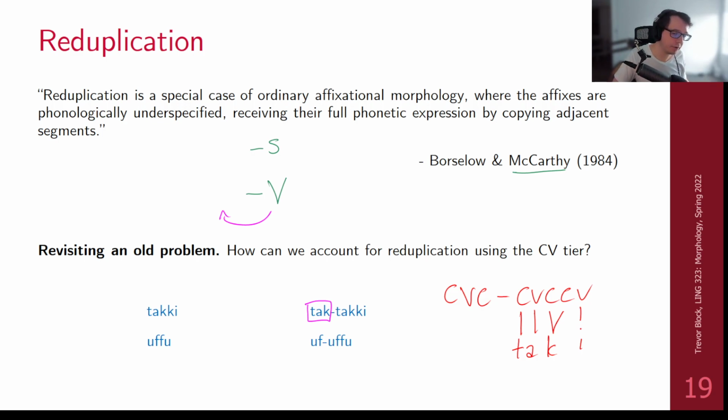Then when it borrows sounds, it gets its sounds associated with those underspecified affixes. It does so in order. So this links to the first consonant, this links to the first vowel, and this links to the other consonant. And that is how it's getting its sound for reduplication. So this isn't some fancy process. This is just regular affixation, except the affix doesn't have specific sounds in it.